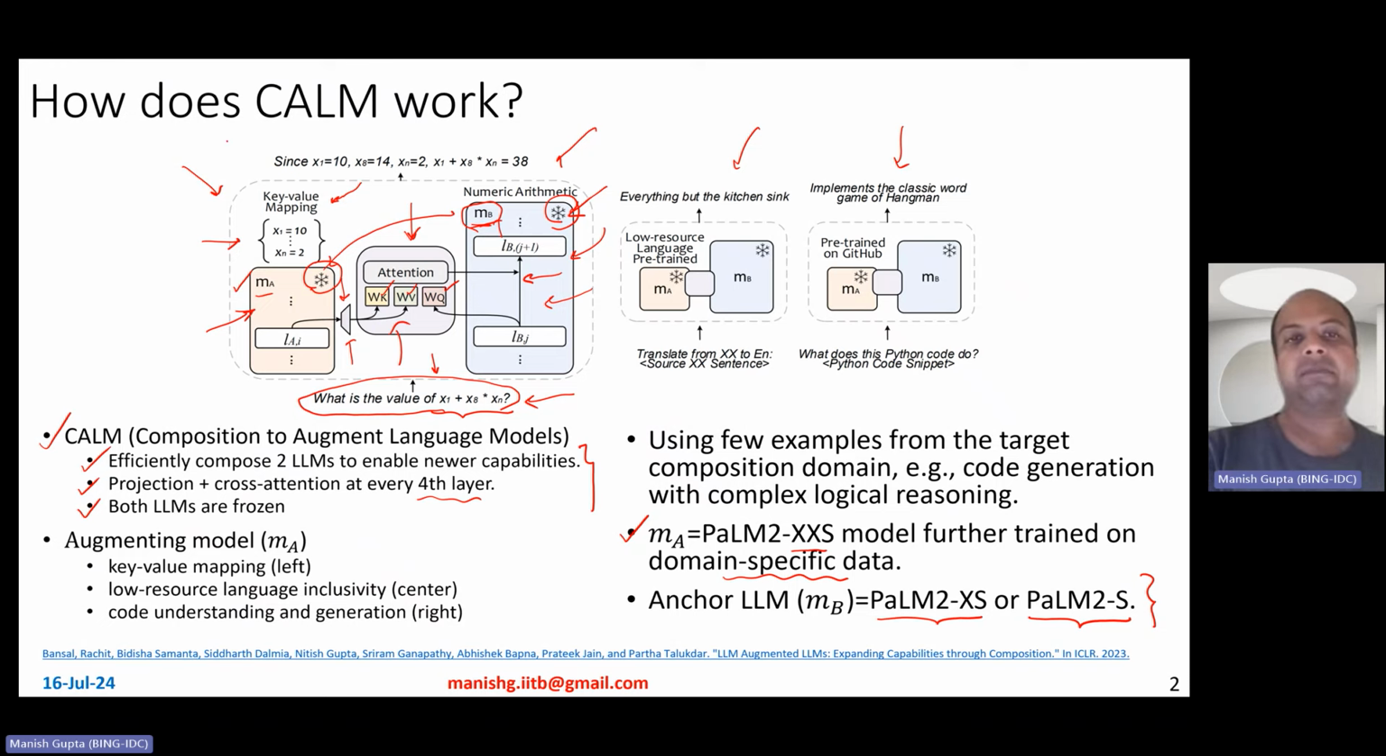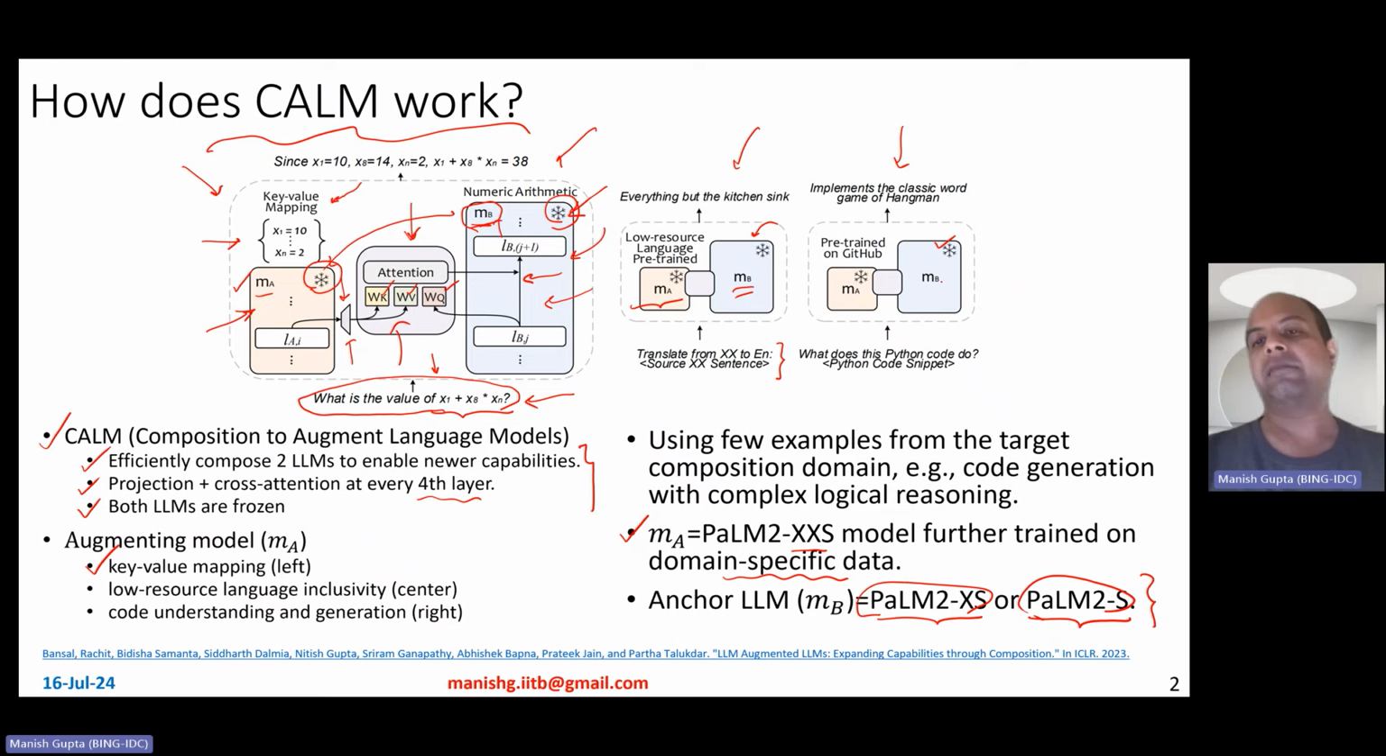So the example on the left side, which I talked about extensively, was about key value mapping. Now you could come up with the other two examples. In these examples, MB is again the standard vanilla PaLM XS or PaLM small model in both cases. But MA is trained specifically on low resource languages. What this enables is translation from any low resource language to English, which MB by itself is not very capable of. As we will see in the experimental results in the next few slides.